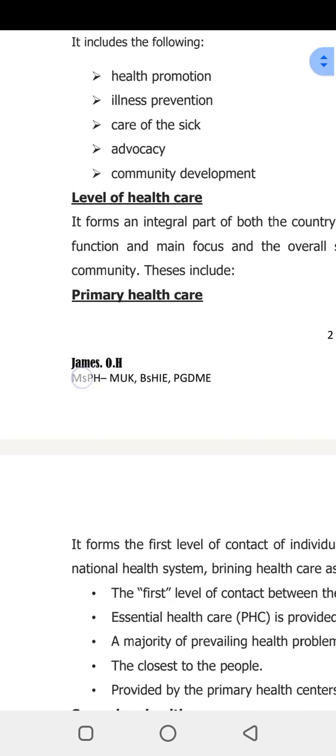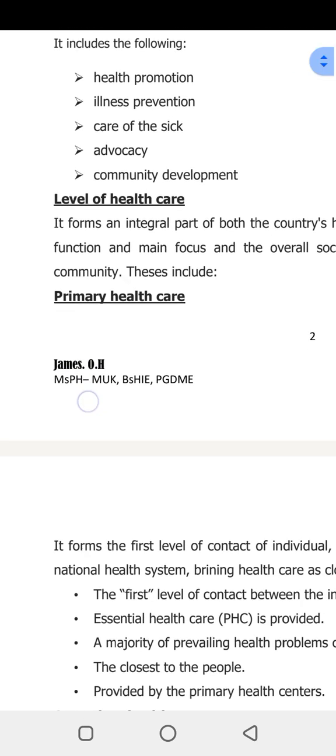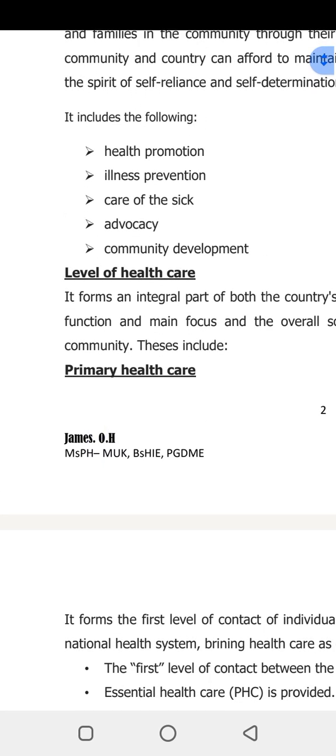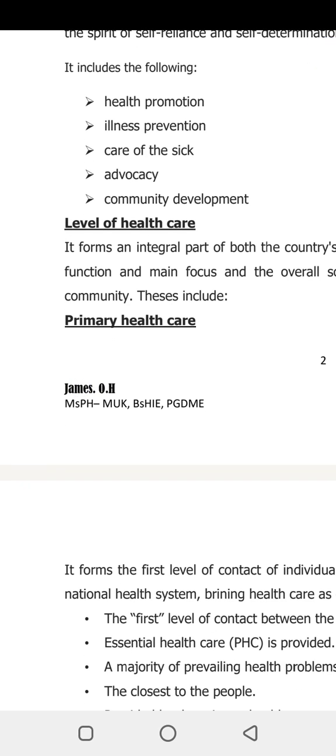Through doing that, we would have cared for the sick in the community. Advocacy. Here's a primary health care expert. We are advocates. We advocate for the rights of the people in the community, what they ought to get at a particular time. For instance, talk about engaging the government, engaging different stakeholders at different levels of the project.